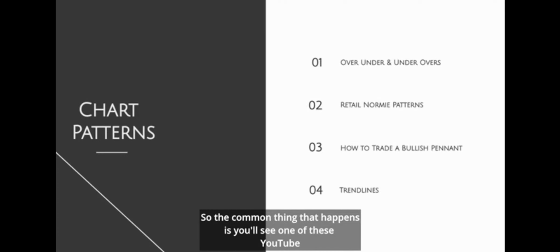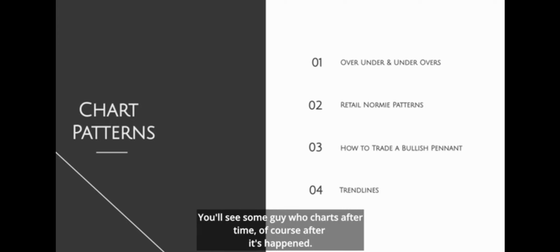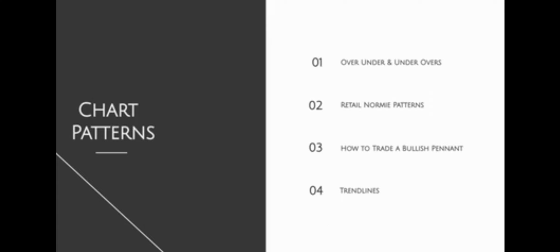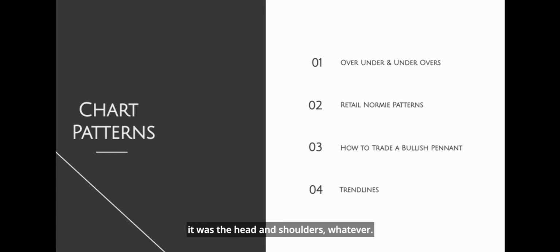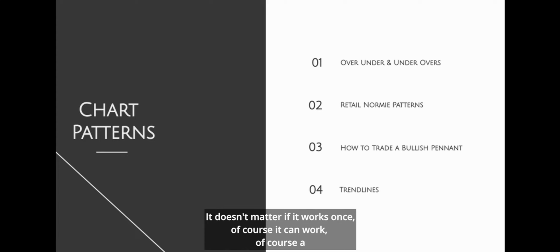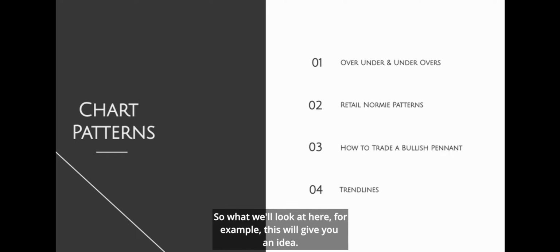So the common thing that happens is you'll see one of these YouTube videos or on Twitter, some guy who charts after the fact, of course, after it's happened, a big pump or a big dump, and says, look, it was the bear flag, it was the bull flag, it was the head and shoulders, whatever. It doesn't matter if it works once. Of course it can work. Of course a bull flag can lead to a pump. But how can you trade that to be profitable? Are you just going to long every bull flag? No, obviously not. So what we'll look at here, for example, will give you an idea.